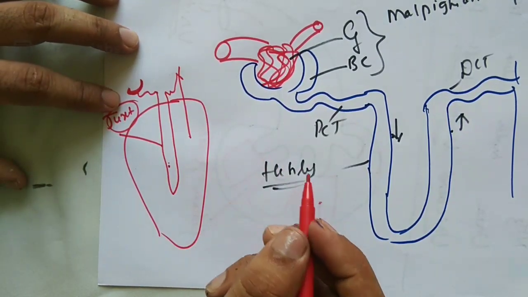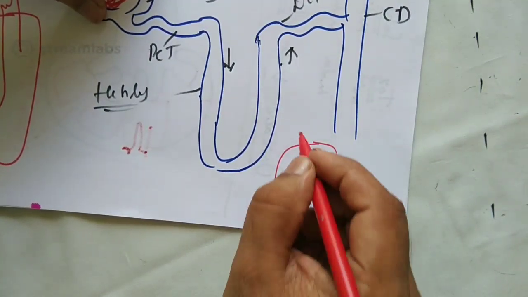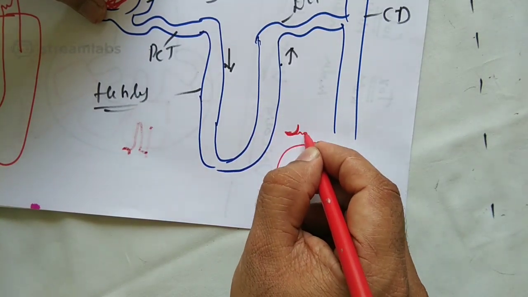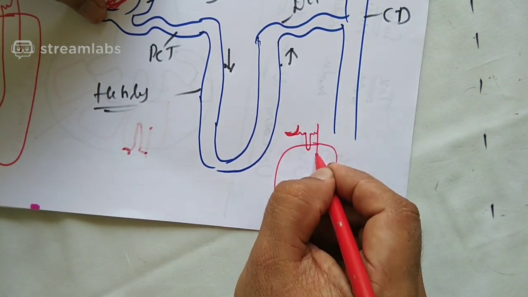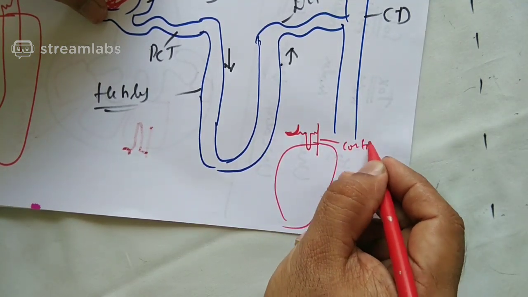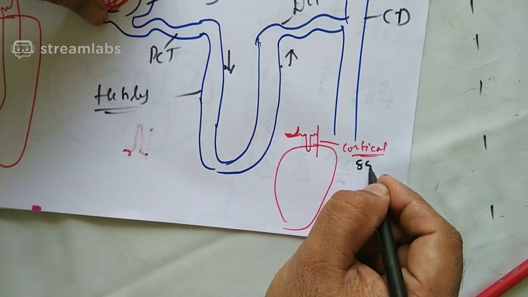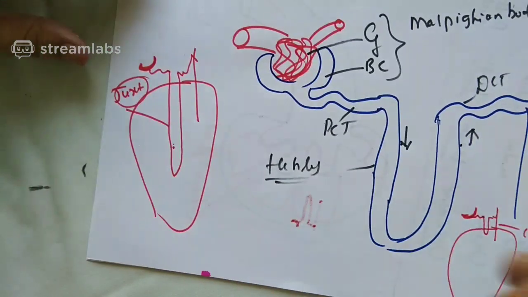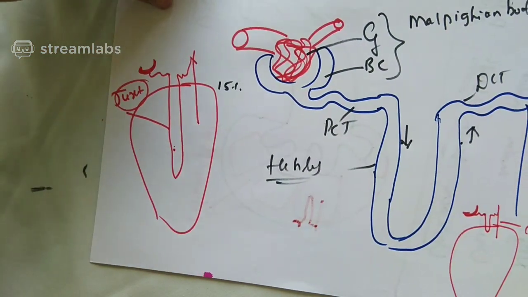But another type of nephron, if I draw one more here, this is the condition here: PCT, only a small part of Henle's loop, and this is called a cortical nephron. The number of cortical nephrons is 85%. The number of juxtamedullary nephrons is 15%. Please remember these aspects now.